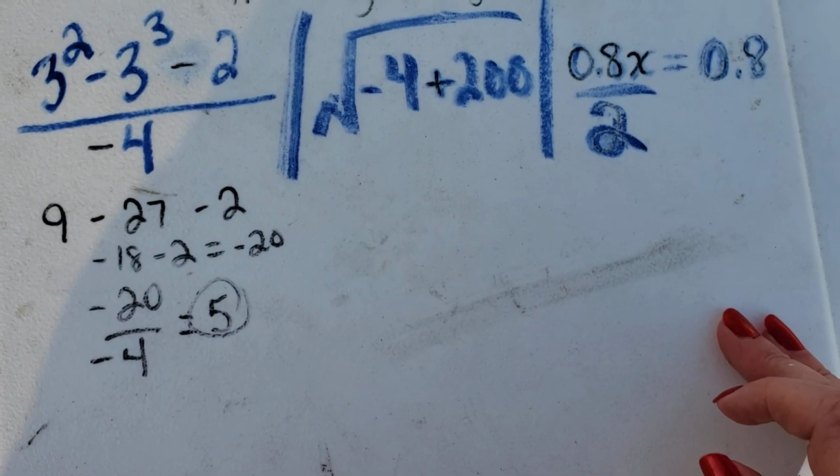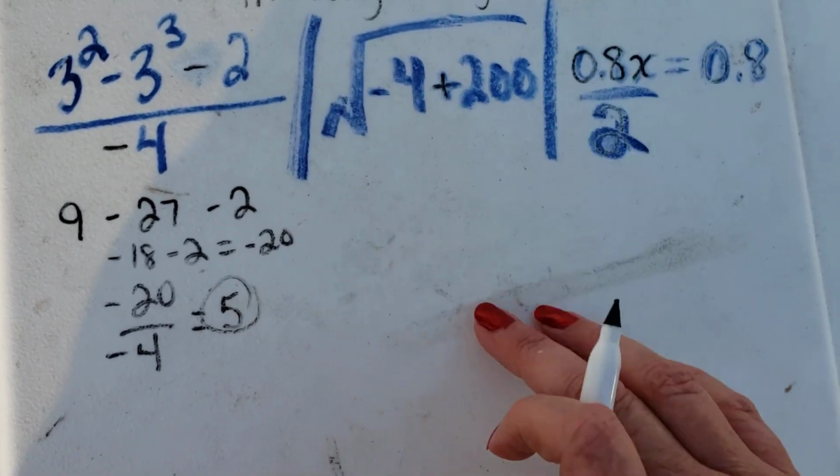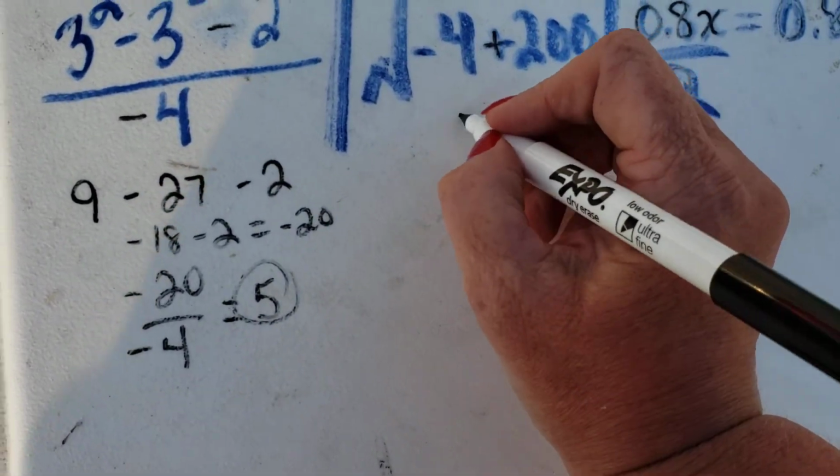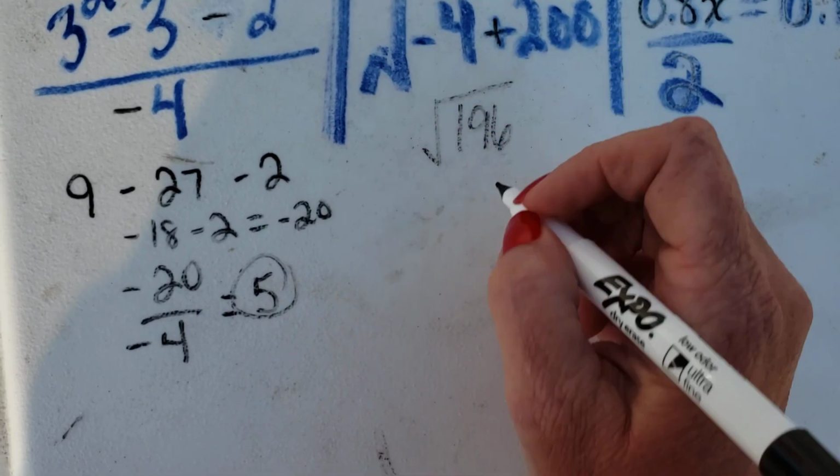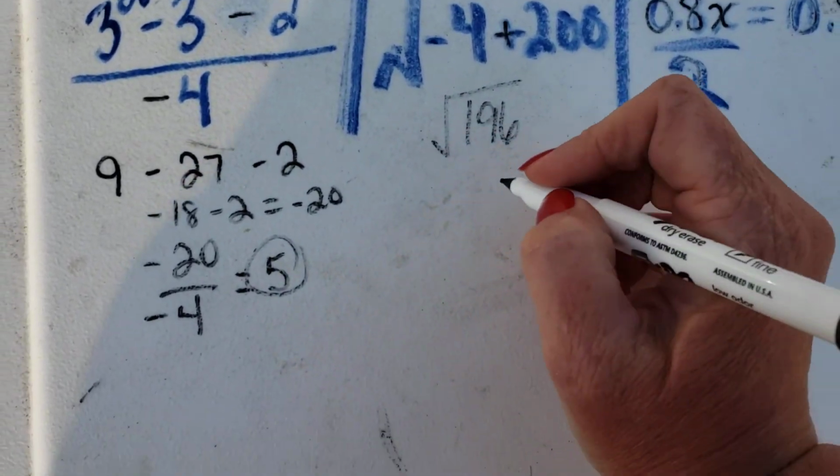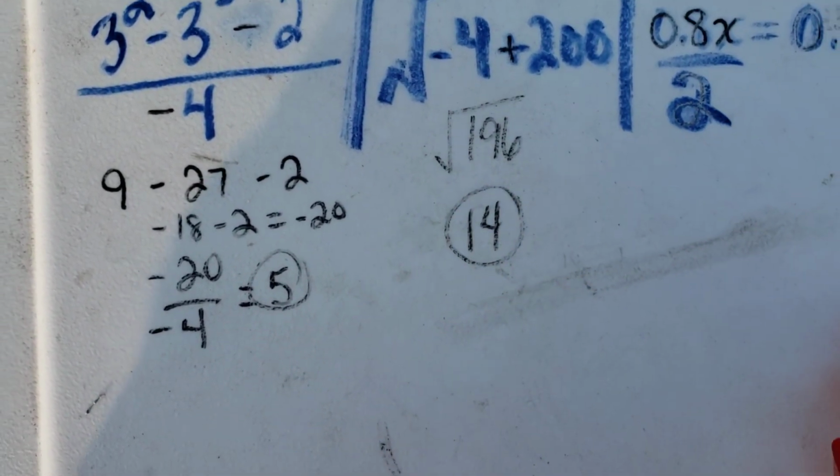For our day, we got to do -4 plus 200 first. And we would get 196. And the square root of 196 is today's day, which is 14.